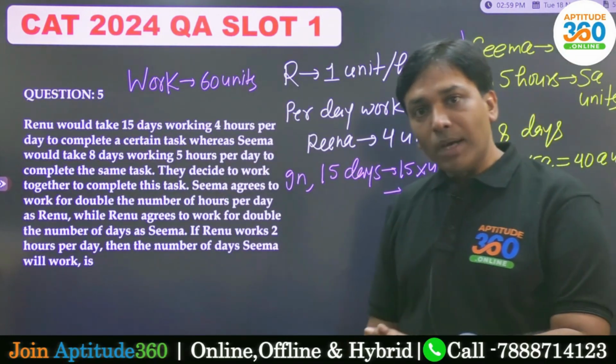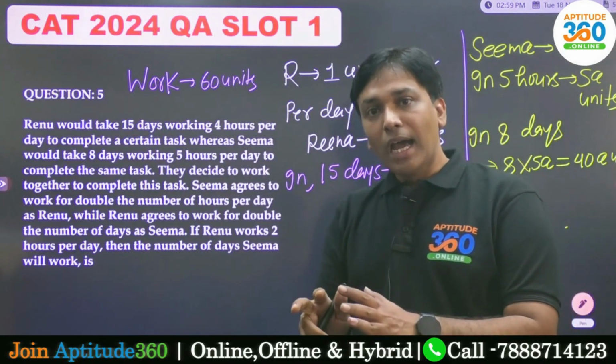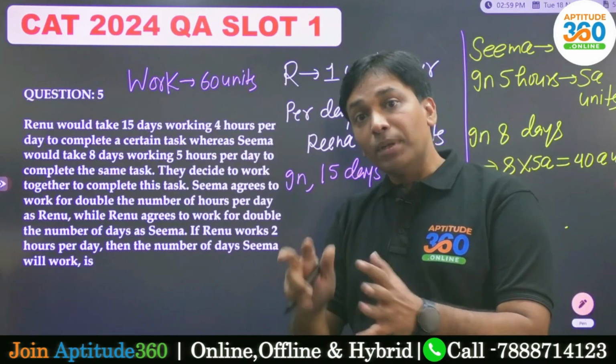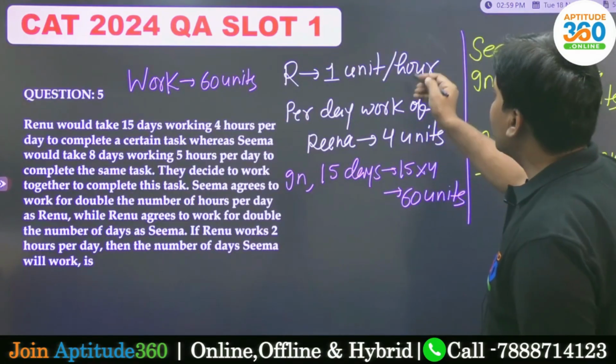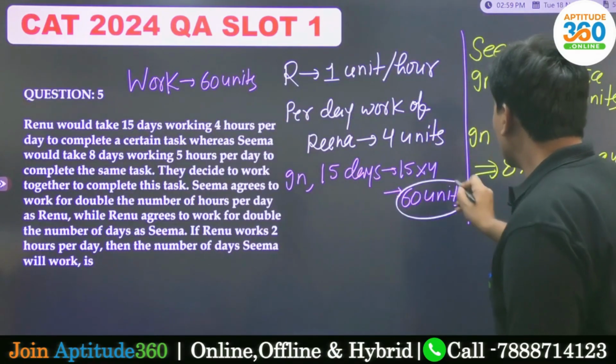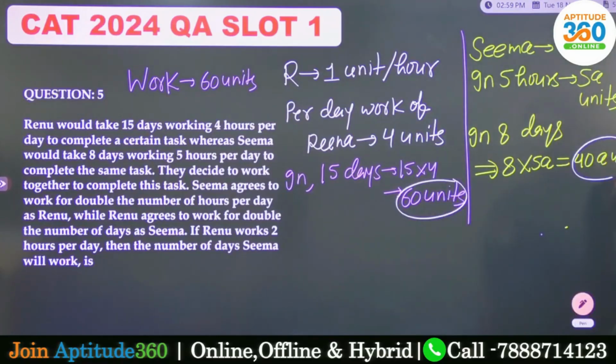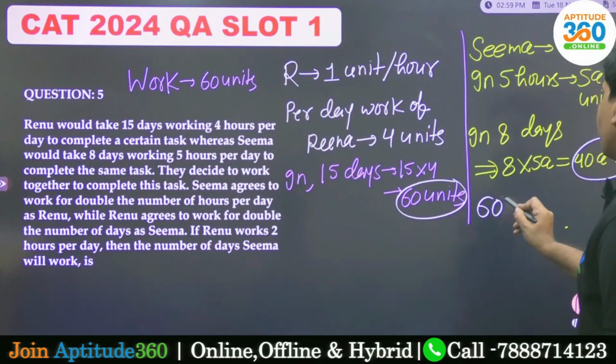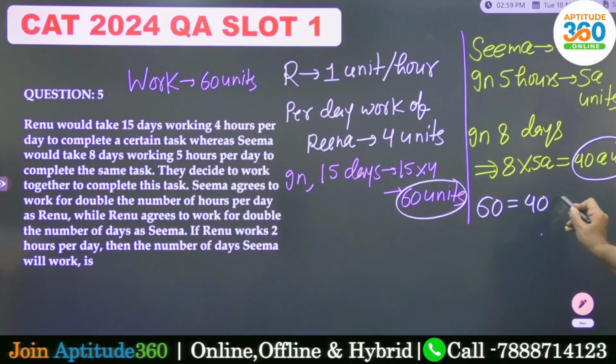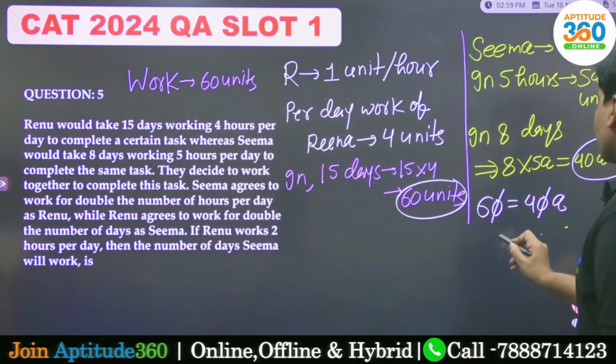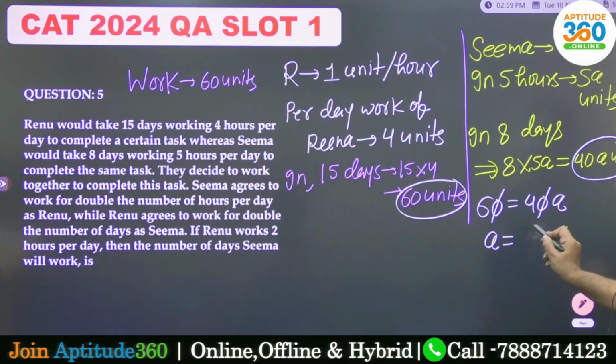Renu and Seema, they are working at something and completing it individually. So Renu is doing 60 units, whereas Seema is doing 40A units. I would say that 40A is nothing but 60. So the value of A comes out as 3 by 2 or 1.5 units per hour.